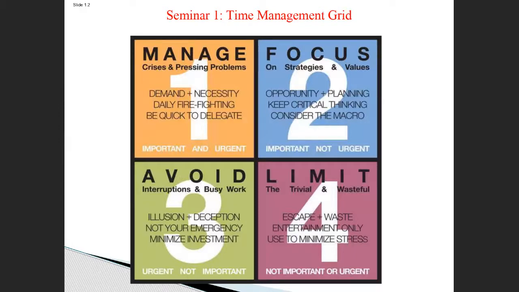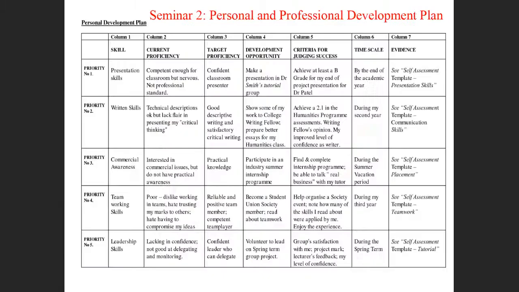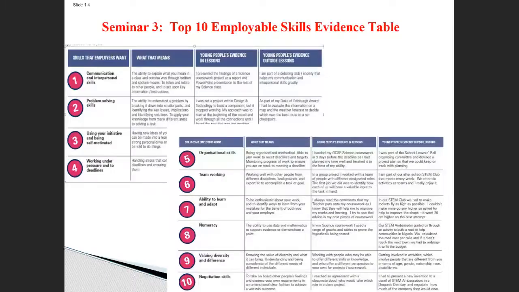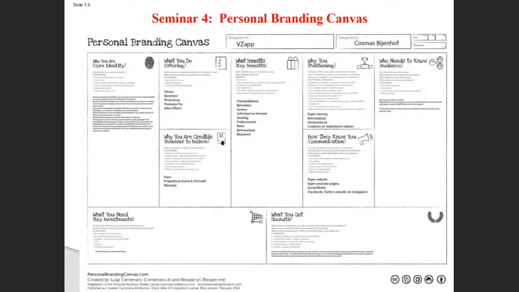Seminar 1, time management grid exercise. You need to attach your worksheet. Seminar 2, you need to attach one of the PDPs, personal professional development plans. Any format is fine. Seminar 3, you need to attach your top 10 employable skills evidence, add it to your portfolio. And Seminar 4, your personal branding canvas. So we have finished these 4 activities. Make sure that they are complete and add them on your portfolio. They should be together in a Word file.